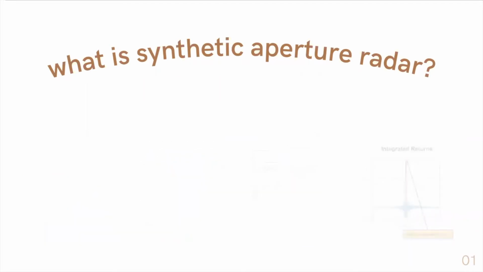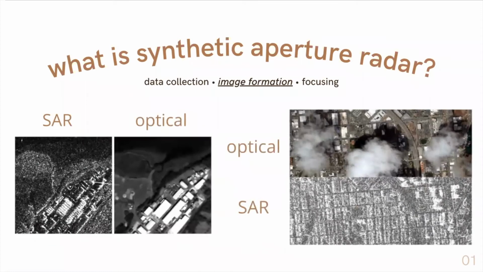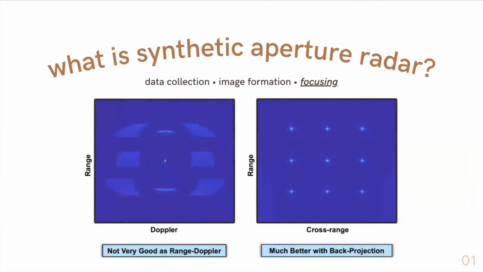Here you can see examples of SAR images versus optical images. SAR images can detect how reflective the scanned surface is and are also useful in being able to see through cloud cover and the weather. Back projection also allows us to create cleaner images by not just focusing in the center.